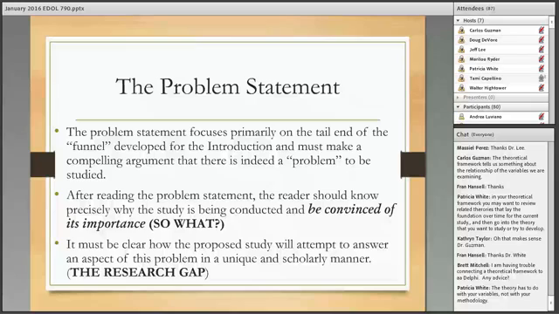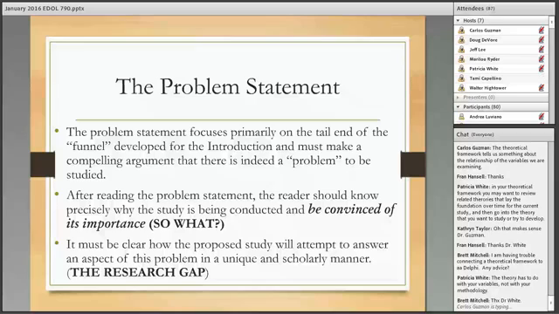There has to be some sense of urgency. You need to convince the reader of its importance, and it has to end with a research gap. That is absolutely key. So keep looking for that gap if you are not able to substantiate it. Because if you write, again, the gap in the literature is I can't find anything on this topic, that is not a gap.